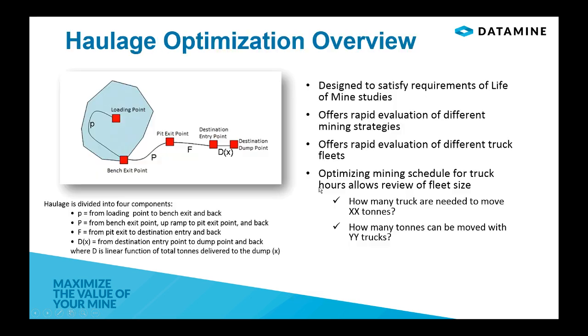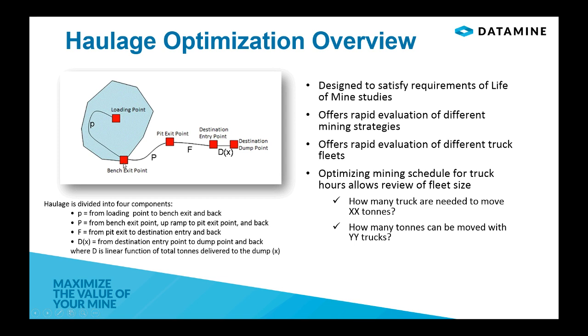As part of the scheduler, we can compute our haulage requirements. I will spend a little bit of time to explain how the haulage computations are carried out within NPV Scheduler. The haulage route is divided into 4 optional segments. The first one is from the block to the bench exit point.